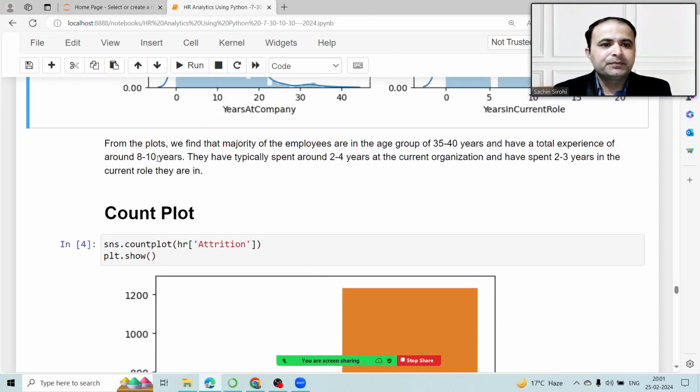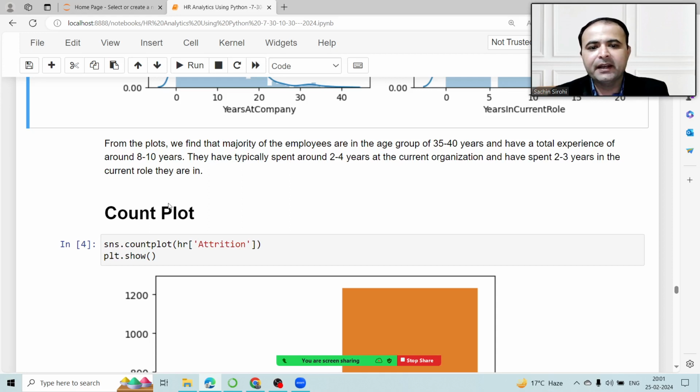From the plot we find the majority of the employees are in the age group 35 to 40 years and have a total experience of around 8 to 10 years. They have typically spent around 2 to 4 years at the current organization and 2 to 3 years in the current role they are in.